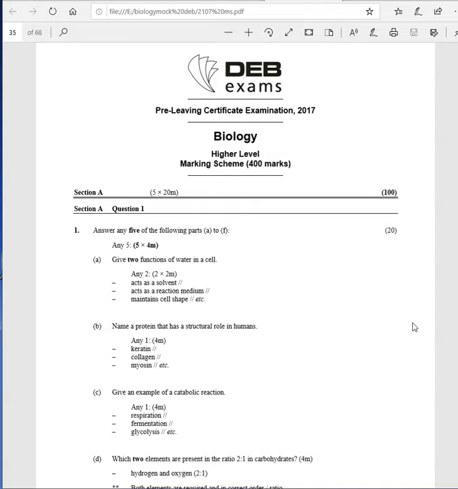Name a protein that has a structural role in humans. You've got keratin, which makes up your hair and your nails. You've got collagen, which makes you not have wrinkles. You've got myosin, which makes up your muscle. But it has to be a structural protein.